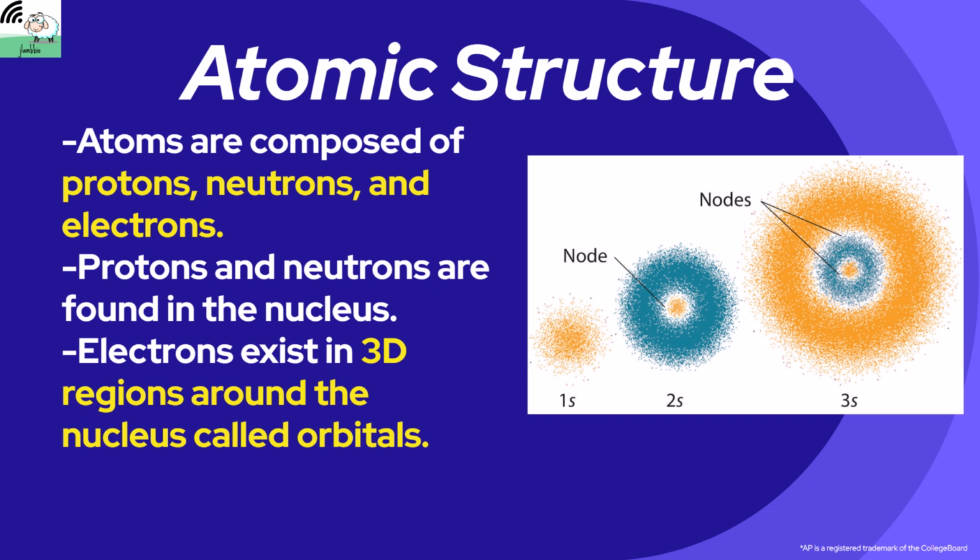Atoms are composed of protons, neutrons, and electrons, and you should already be at least somewhat familiar with this. Protons have a positive charge, electrons have a negative charge, and neutrons are neutral. Protons and neutrons are found in the nucleus, and electrons exist in three-dimensional regions around the nucleus called orbitals. You may notice here you have a variety of different orbitals, 1s, 2s, 3s. Notice that the size of the orbital gets larger in terms of its volume as you get further away from the nucleus or increase in energy level. So the higher the energy level of that orbital, the larger that particular orbital is.